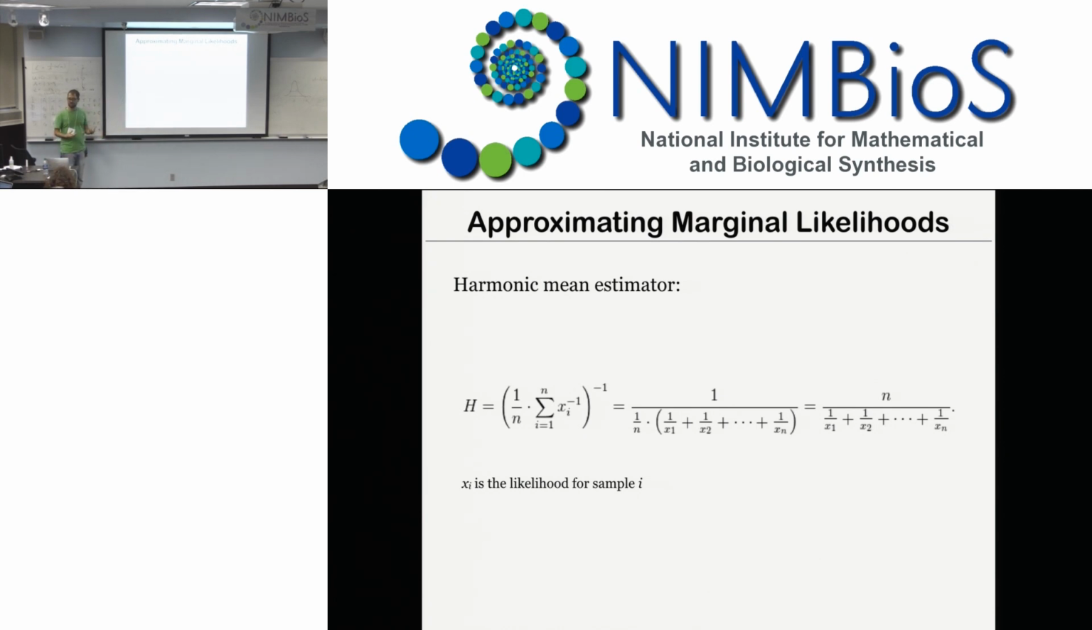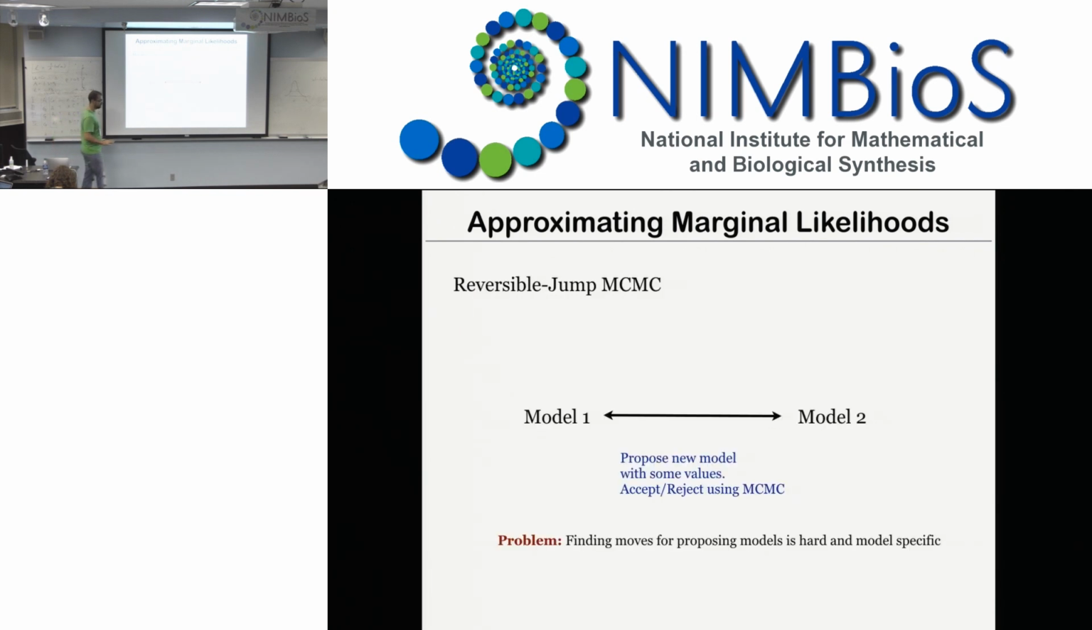So that's a really simple estimator, but the problem with the harmonic mean estimator is that it has an infinite variance, and it has been shown that this estimator is not really good and stable, and actually prefers more complex models. It's not penalizing more complex models enough. So it's not a really good idea.